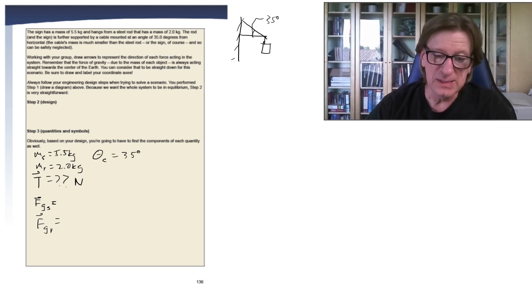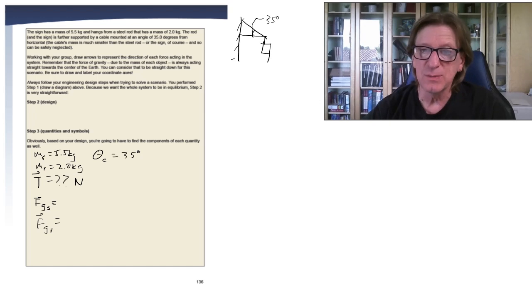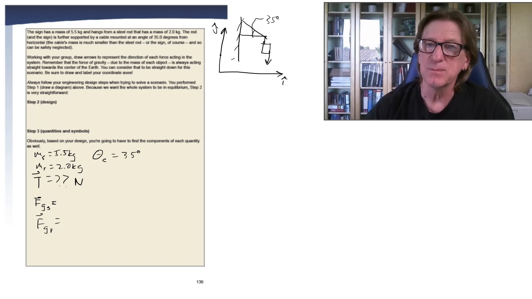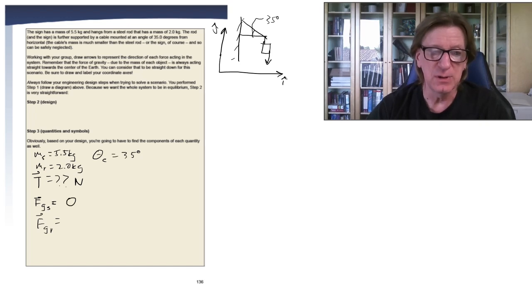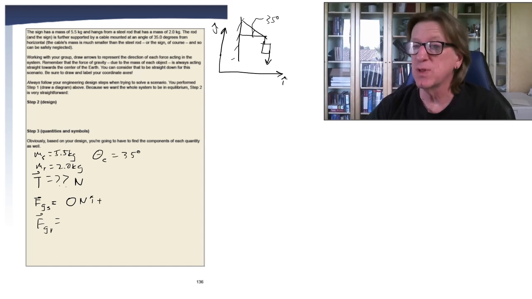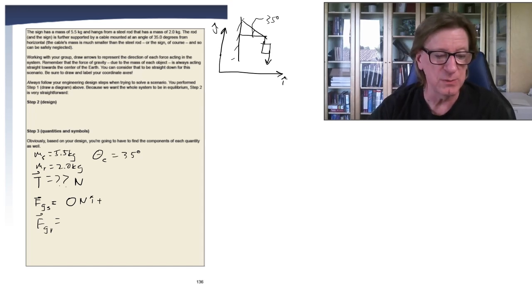Now, this is a vector. So this weight is in a specific direction. So here's the weight of my sign here. And remember, we decided that this was going to be the j-hat direction, and we decided that this was going to be the i-hat direction. So what is the vector for that? Well, how much of that force is in the i-hat direction? None of it, right? It's going to be 0 newtons in the i-hat direction. And then how much is going to be in the j-hat direction? Well, that's where our weight is. And so that's what we figured out was going to be 54.